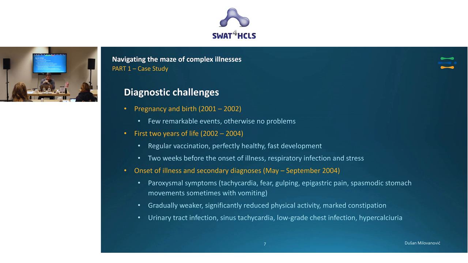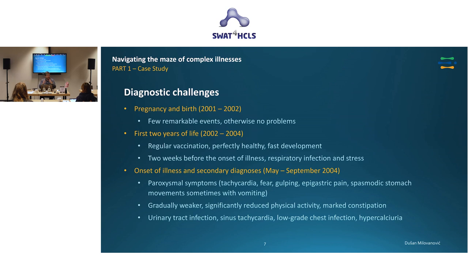And then there was an onset of illness. And for those who are not medical, paroxysmal symptoms are occasional tachycardia, so fear, gulping, some autonomic nervous system kind of reaction, epigastric pain, meaning pain in the upper part of the abdomen, spasmodic stomach movements and occasional vomiting. So perfectly healthy, basically nothing before, and then all of a sudden, every day, multiple times a day, especially before sleep. And then she became gradually weaker, with significantly reduced physical activity, asking parents not to go away from the playground because when children jumped, she could not look at this. Asking parents to stop children jumping, things like that.